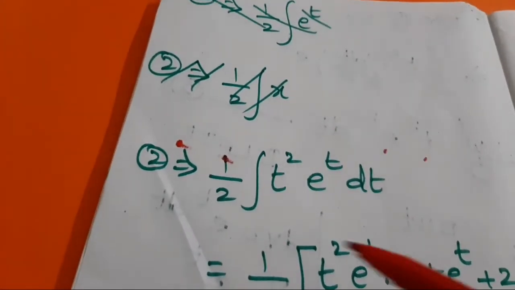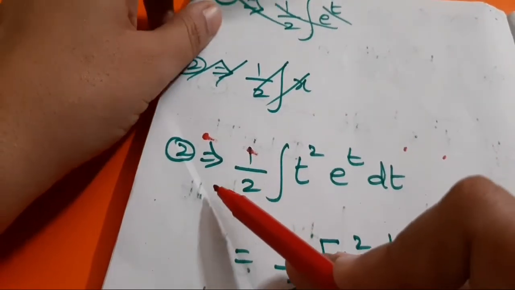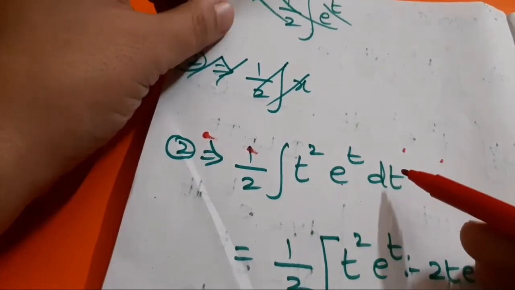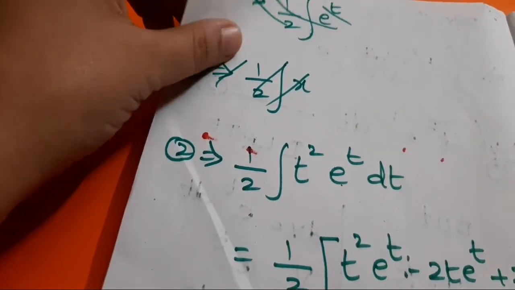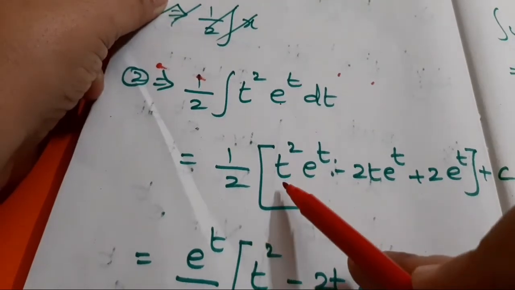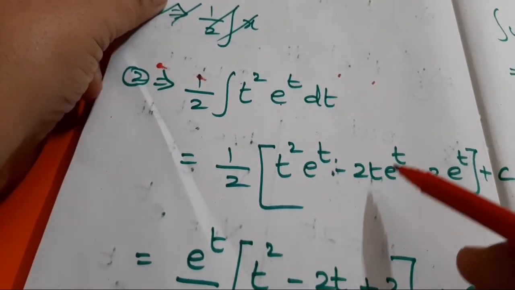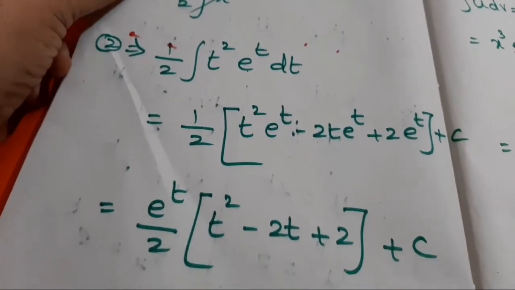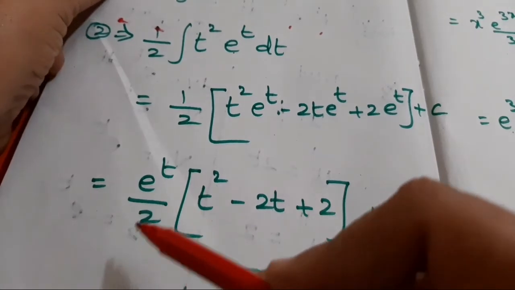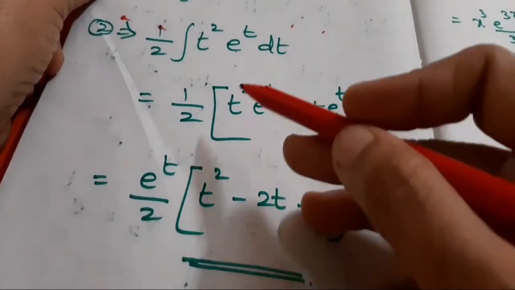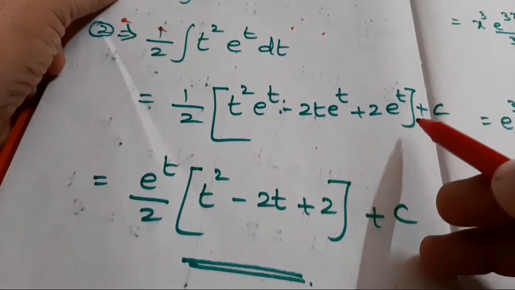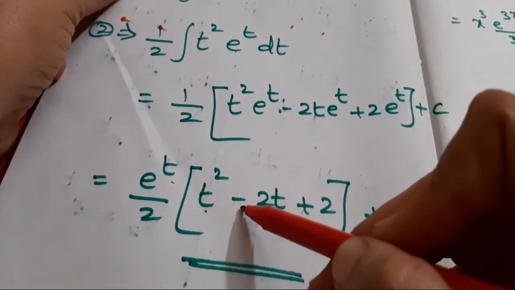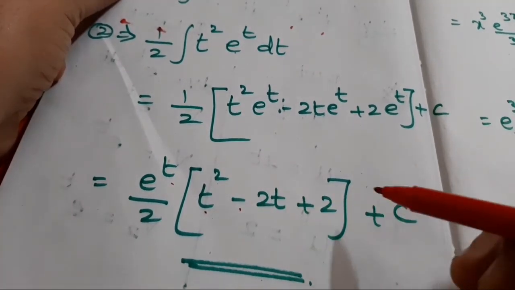Then I substitute in the second equation. 1/2 integral t^2 e^t dt is equal to 1/2 into t^2 e^t minus 2t e^t plus 2 e^t. Just like that I am writing, e^t by 2 is a constant, that is, in all the terms e^t is occurring, so I can take e^t outside. So t^2 minus 2t plus 2, plus c.